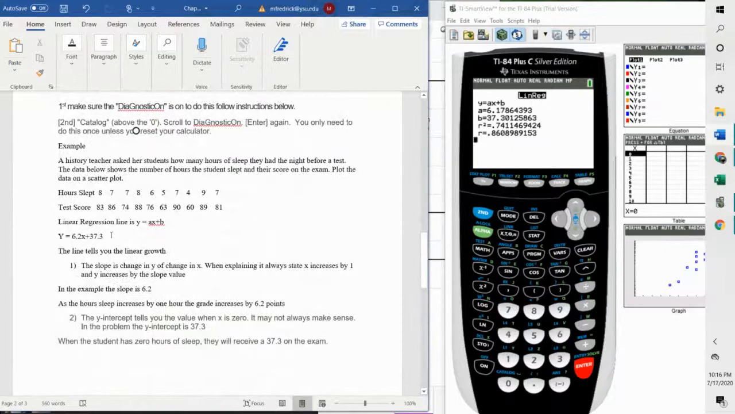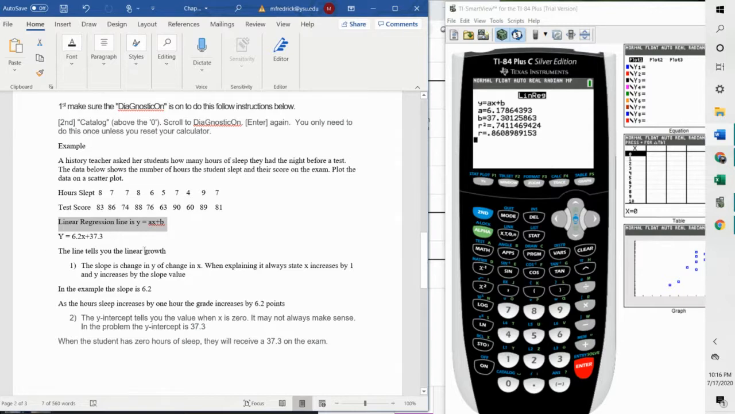Okay, so right here is where I put the equation. The A was 6.2x plus, because it's a positive 37. I only want one decimal place, 37.3.